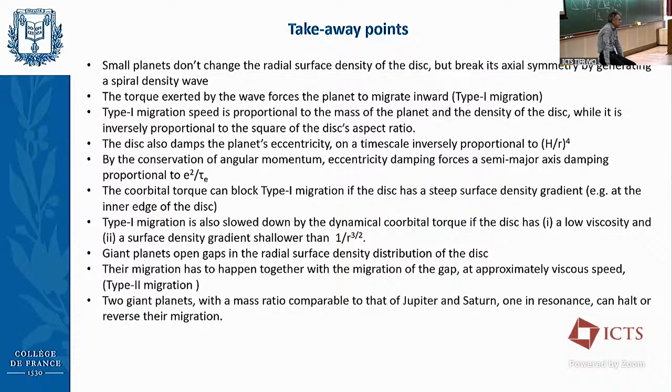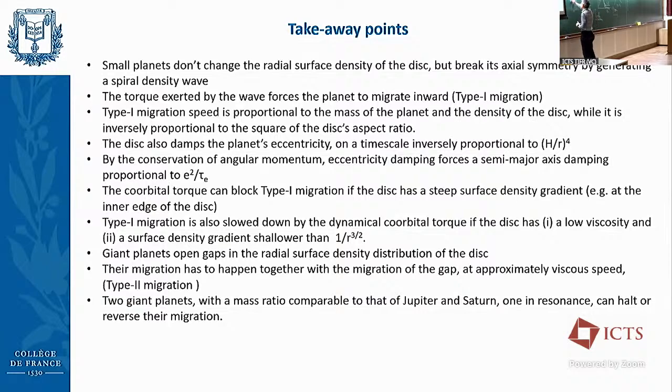Not really, because type 2 migration follows the viscous evolution of the disk. And the disk is an accretion disk, so it tends to go inward as well, except in the very outer part. So this is what you may allude to with your question.